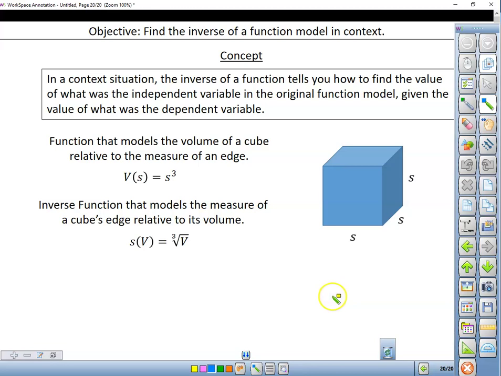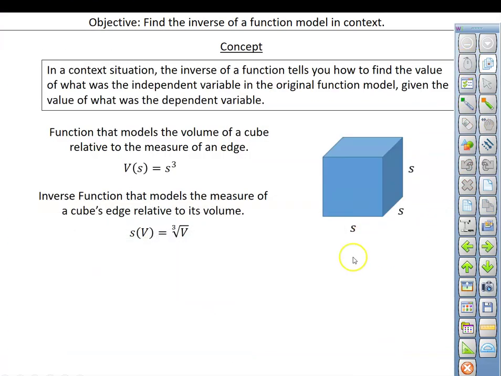So we've looked at this concept before. When we're looking at an inverse function in context, we solve for the independent variable. We don't switch the variables. We just use our algebra skills to write a new function that isolates the independent variable. So, for example, given a function here that models the volume of a cube relative to its side edge, called S, the inverse function of that would actually solve for S. And that would give us S equals the cube root of V, where V is the volume. So it's just using the algebra to solve for the independent variable in the original function.